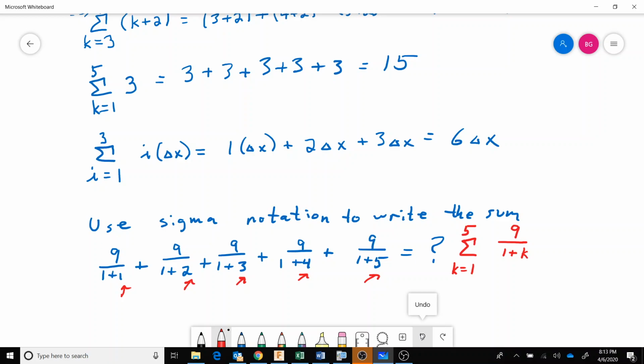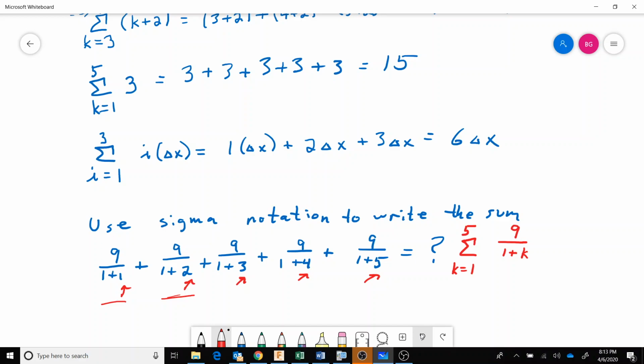So it's 9 over 1 plus k. When k is 1, it would be 9 over 1 plus 1, and that's what I'm seeing right here. When k is 2, it'd be 9 over 1 plus 2, and that's what I'm seeing here. And that sequence goes all the way up to where k is equal to 5. So in this case here, I just went backwards. I had what the summation was, and I actually had to write the sigma notation.